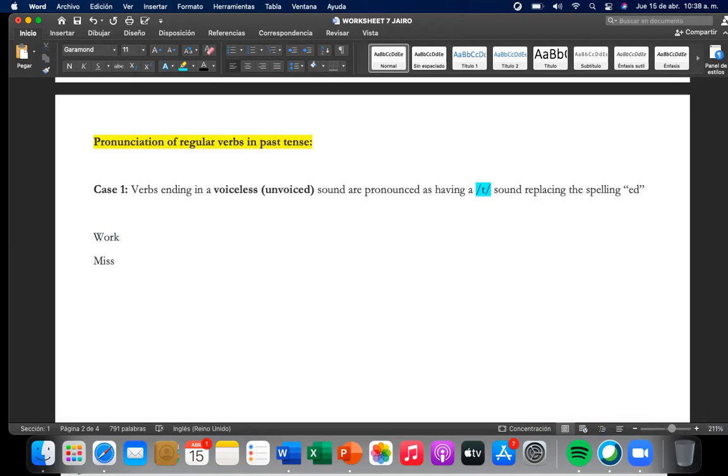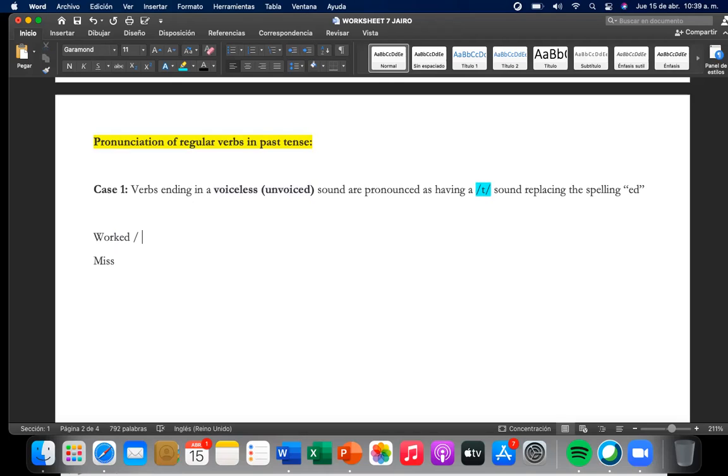Entonces, miren chicos que por eso es tan importante tener muy claro el tema que trabajamos el lunes para poder llegar acá. Porque la pregunta es sencilla. ¿Cuál es el sonido con el que termina el verbo work? Decimos k sound. Ya sabemos por la experiencia que ese sonido es voiceless, ¿sí? Entonces, ese es el caso número 1. Verbos terminando en sonidos que son voiceless. Les agregamos la ed y queda el verbo en pasado, ¿sí? Pero la pronunciación no sería work-it. Eso es un error, ¿cierto?